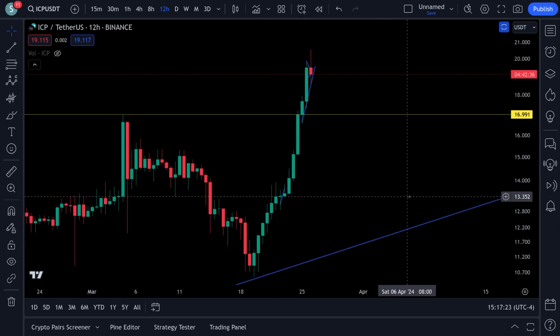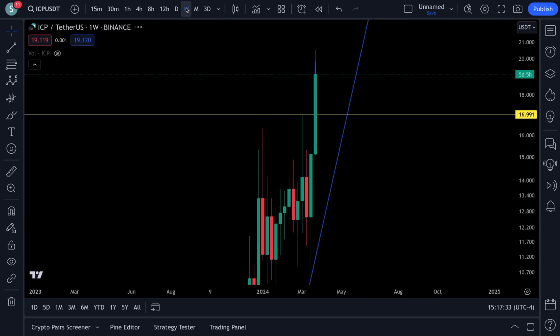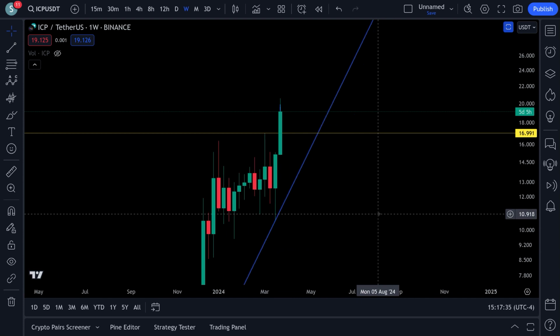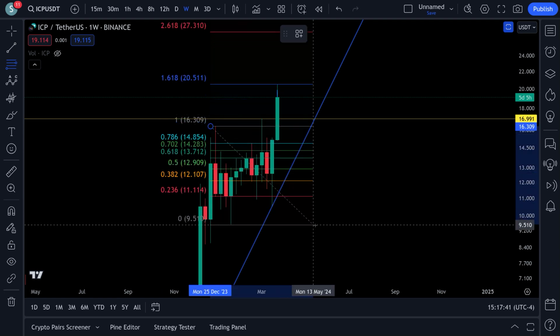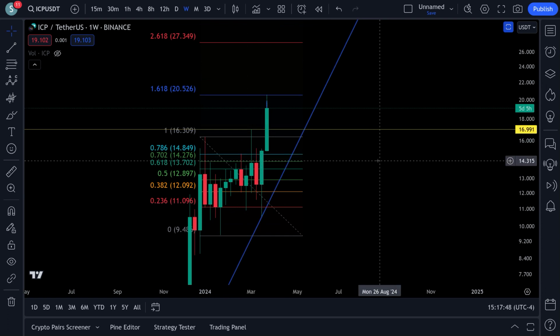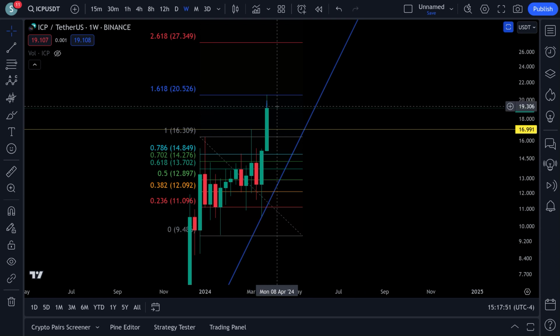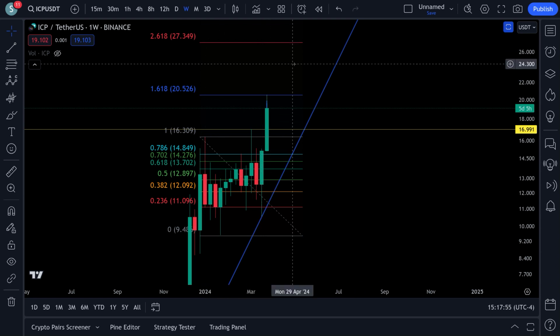But look at this on the 12-hour. Look at all these green candles. That is absolutely incredible. This thing is just showing unbelievable strength. It looks great. All right, so yeah, we nailed that Fibonacci target, right there, right on the head. If it would happen to take out $20.52, it could run up for one more shot. The next one up would be 27.34.